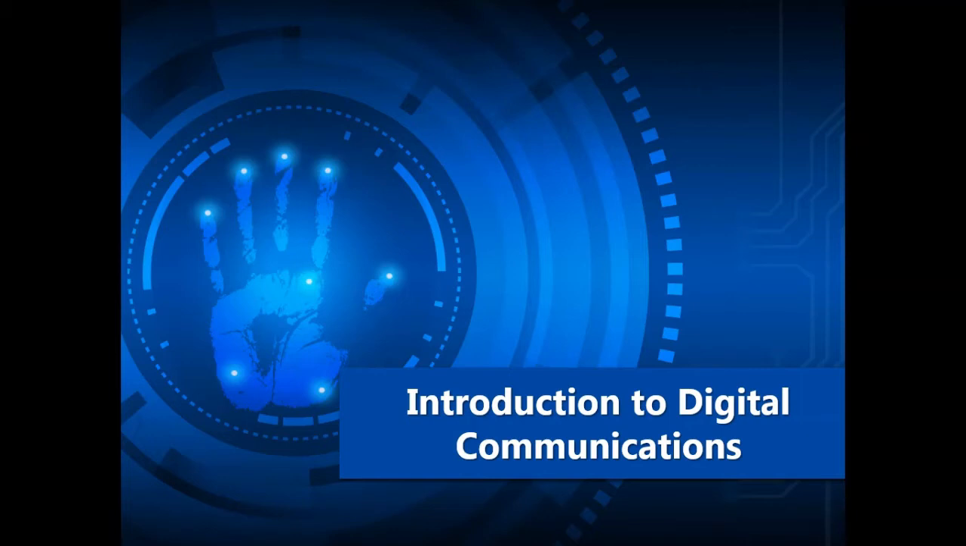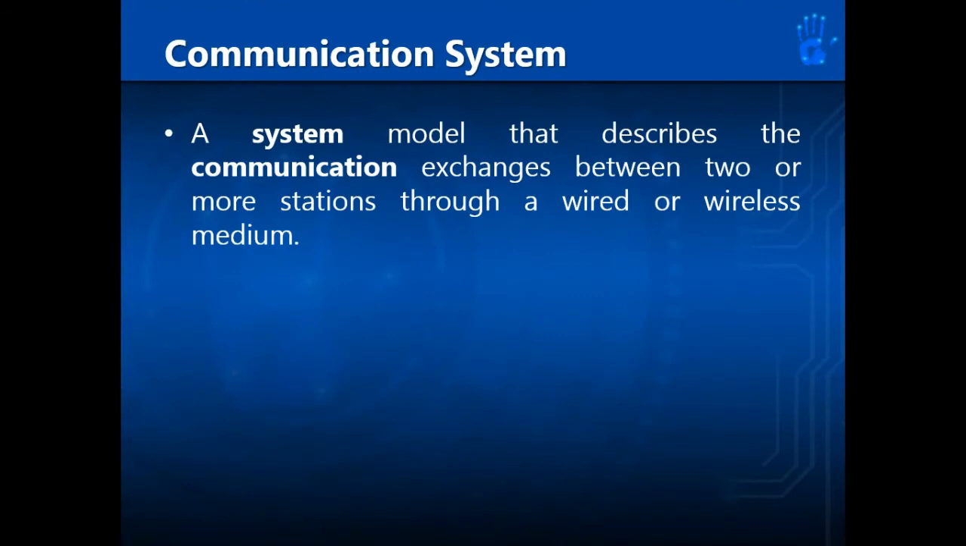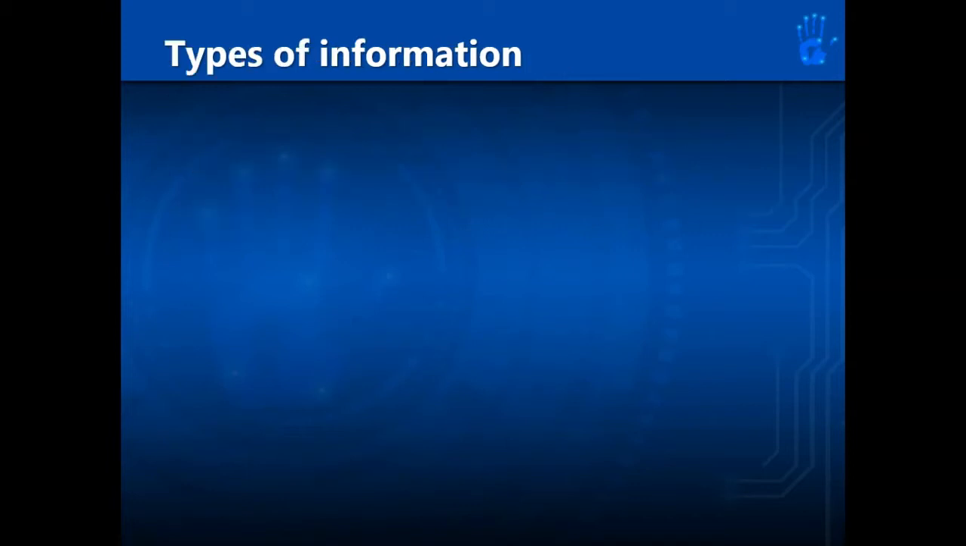A communication system, by definition, is a system model that describes the communication exchanges between two or more stations through a wired or wireless medium. There are two types of information that can travel through a communication system. One is analog and the other is digital.